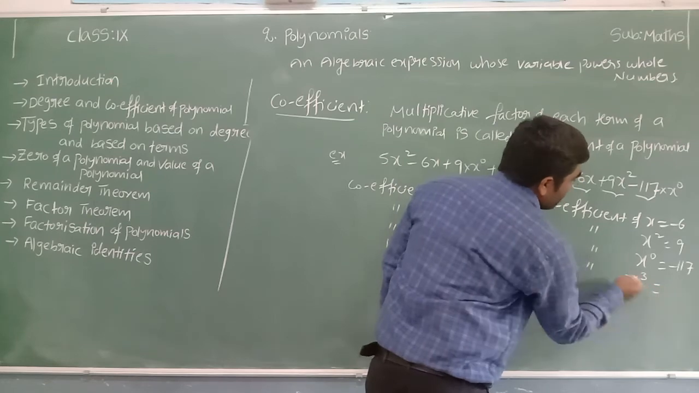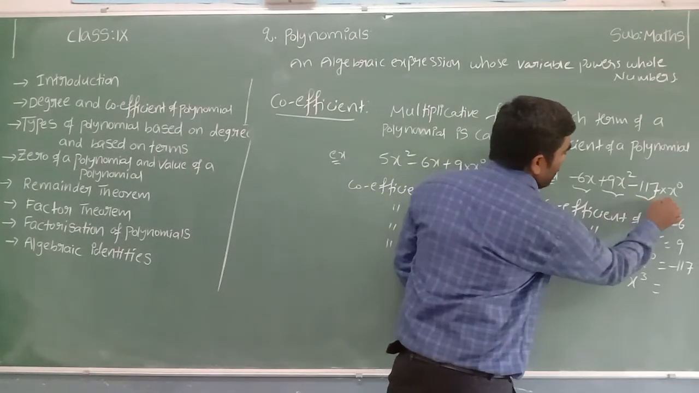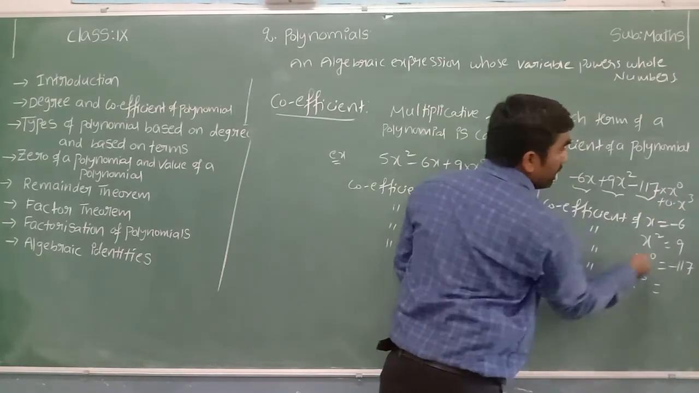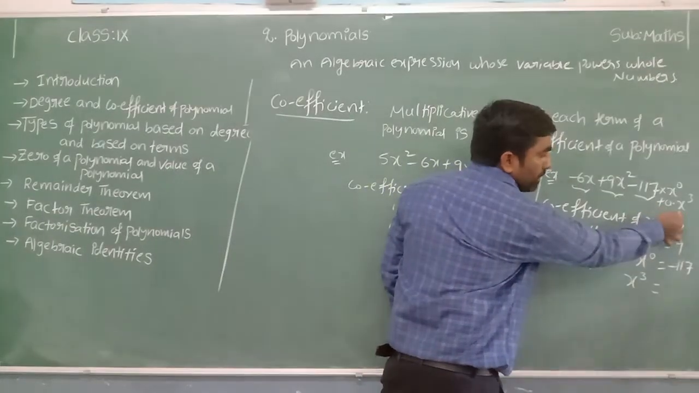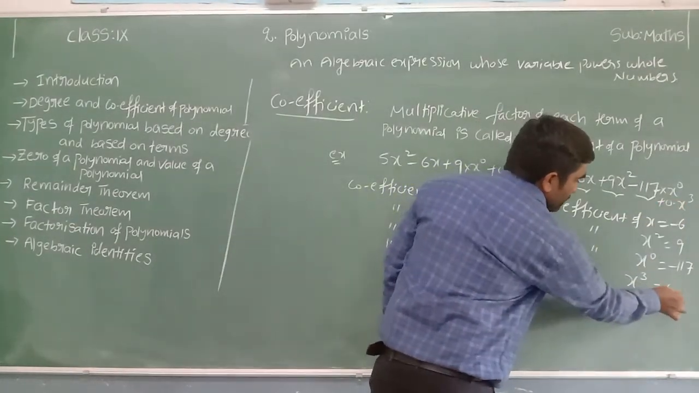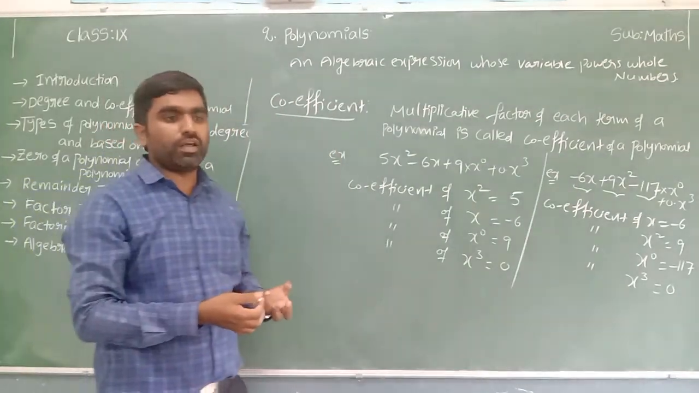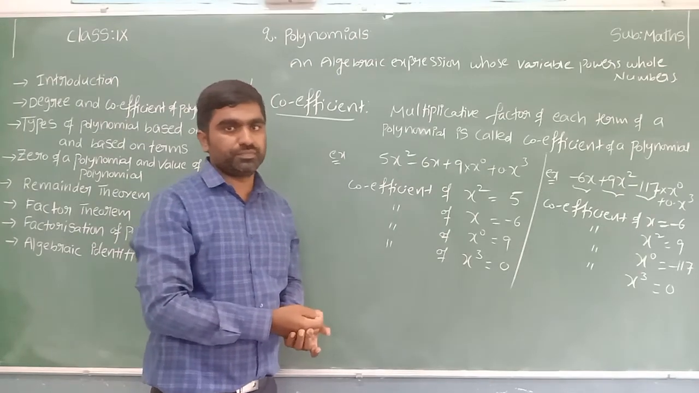Now same example, the coefficient of x to the power of 3. Can you see what is the coefficient of x to the power of 3? Even though there is no x to the power of 3 term, we can write plus 0 into x to the power of 3. 0 into something is 0 only. Yes, I can see now here the x to the power of 3 term whose coefficient is 0. This is about what is the coefficient of a polynomial and how to find the coefficient of a polynomial. Hope you understood.